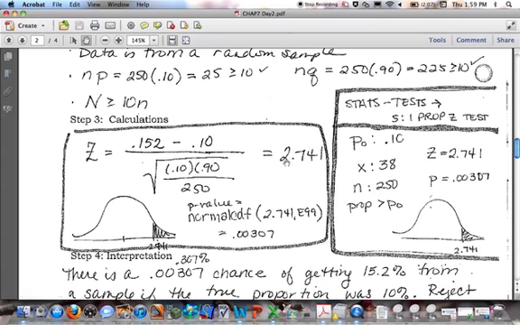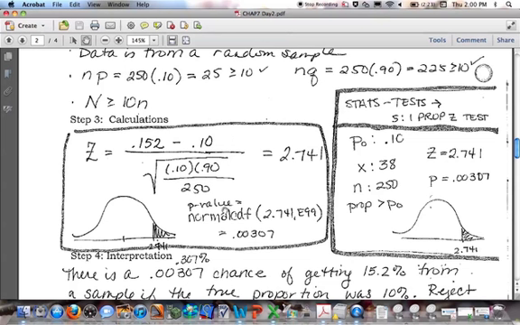Even by looking at that, 2.741, you can tell that it's unusual because it has a z-score higher than 2. And so I'm probably already led to believe that this is enough evidence to conclude that the proportion of left-handed golfers is greater than the population.